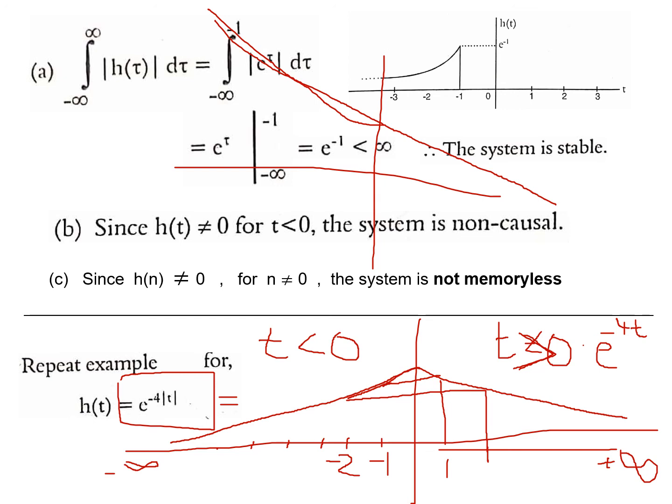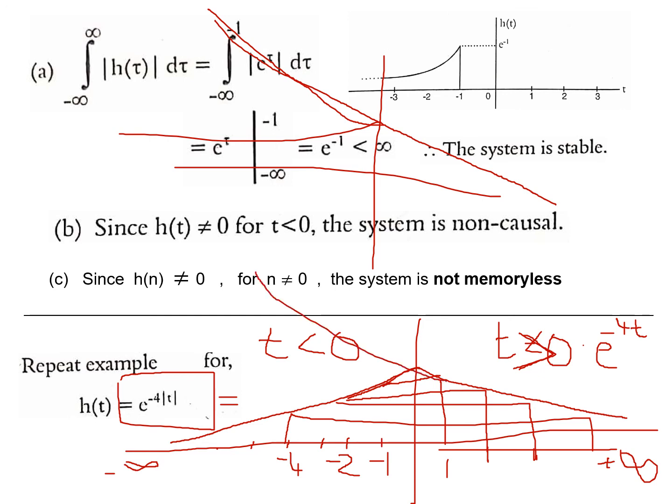Because you are writing e power of minus 4 mod t, the value instead of increasing, decreased. Whatever value you found for positive time, the same value got repeated here. At minus 4 also the same value got repeated, because you are taking only the magnitude 4 and substituting here. That means the value decreases instead of increasing. So for e power of minus 4t, the graph would have been like this. For e power of minus 4 mod t, the graph is like this.